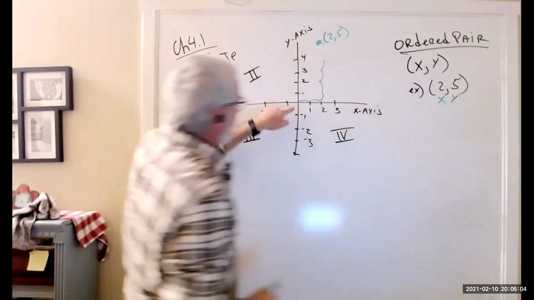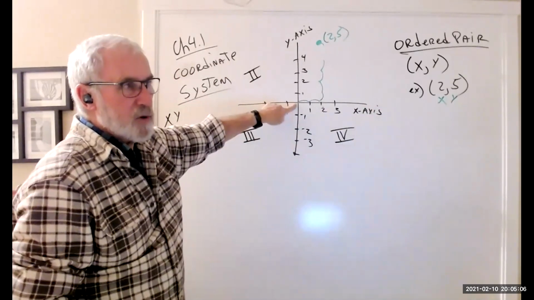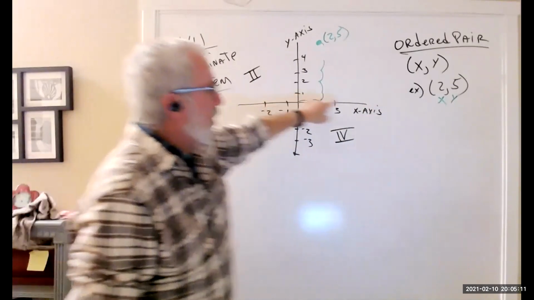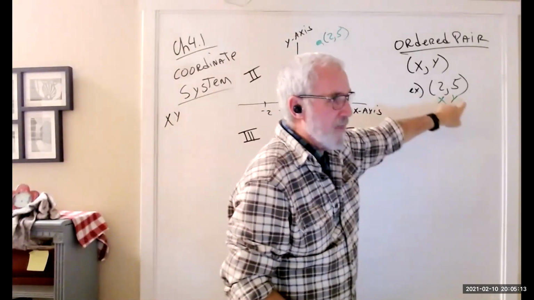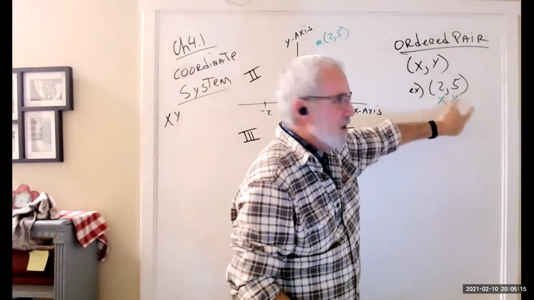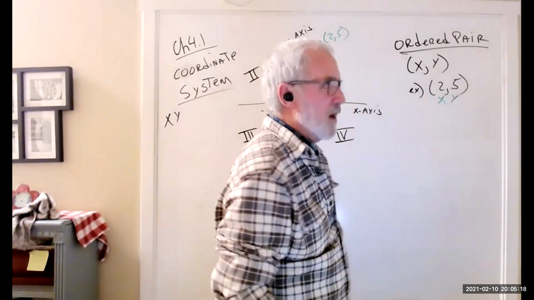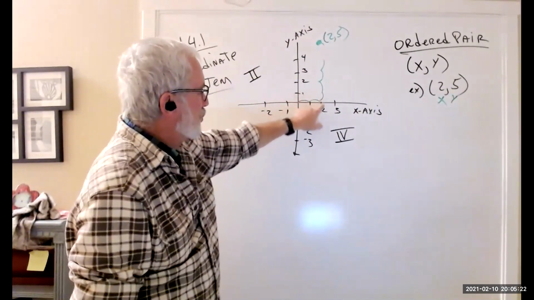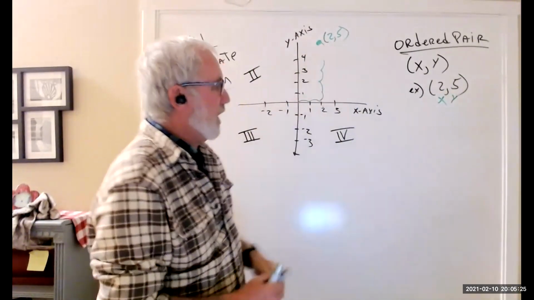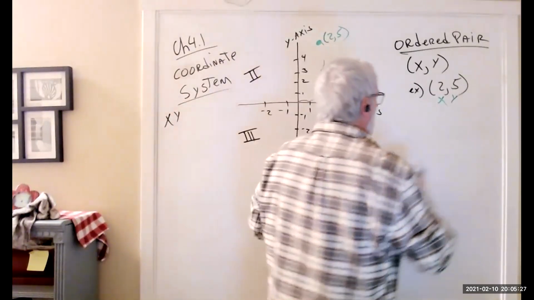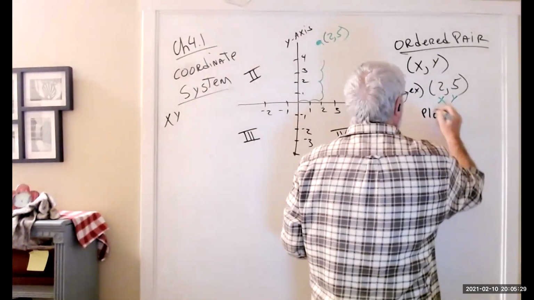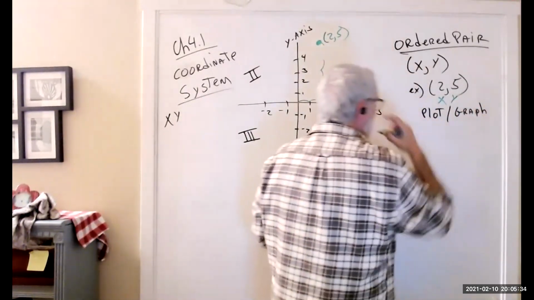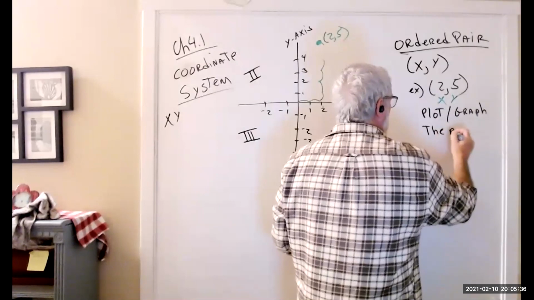You always start at 0, 0. That's what that point is. It's called the origin. It's the starting point. And you always do X first and then Y. Never the reverse, ever. X is always first. So from the origin, you go over 2 in the X, 5 in the Y. And this is called plotting or graphing the point.